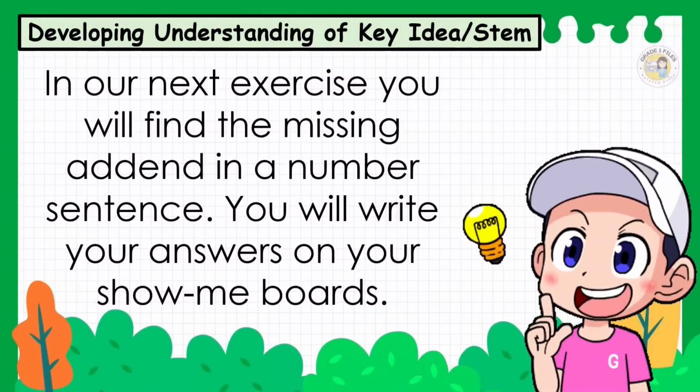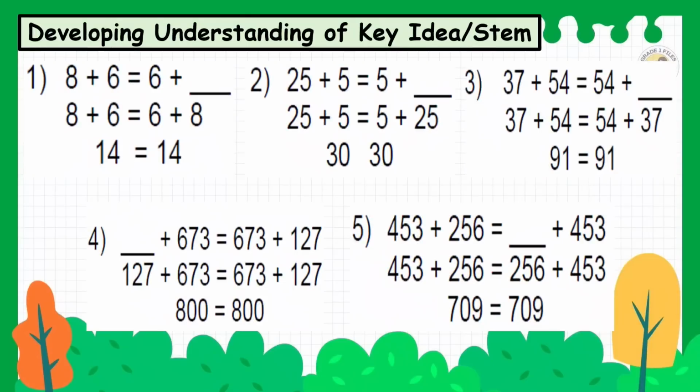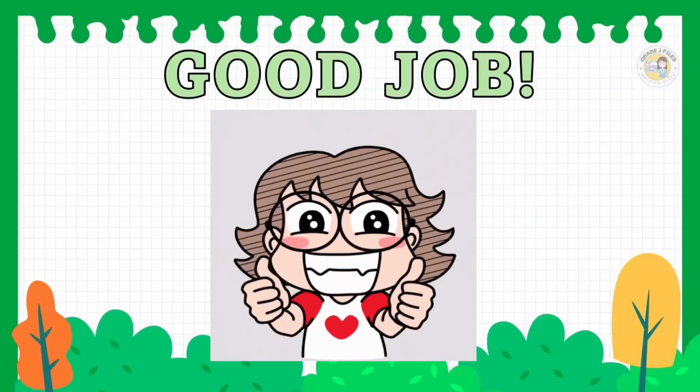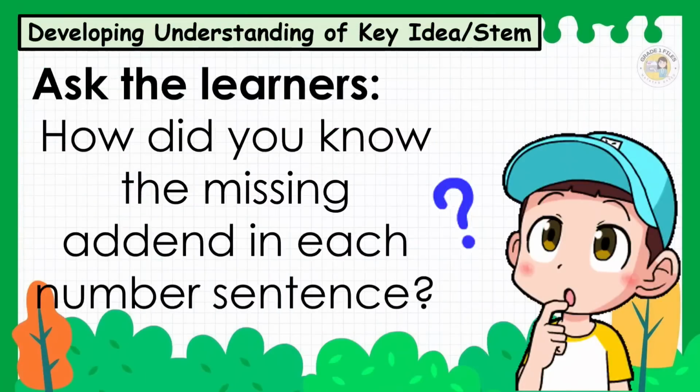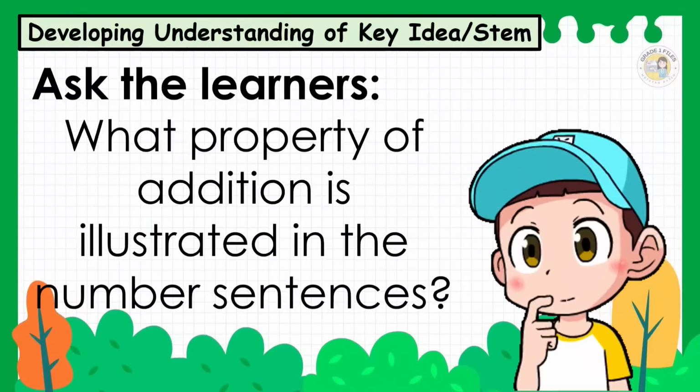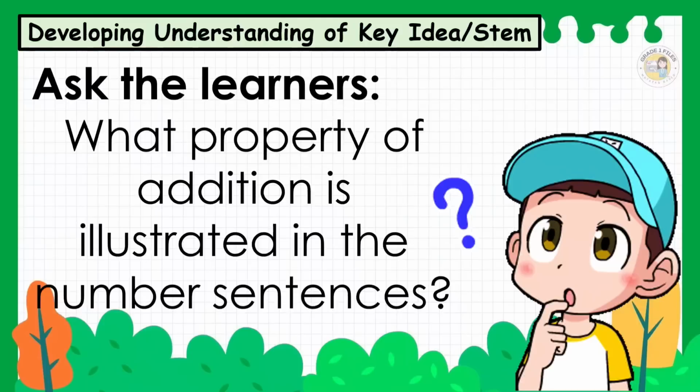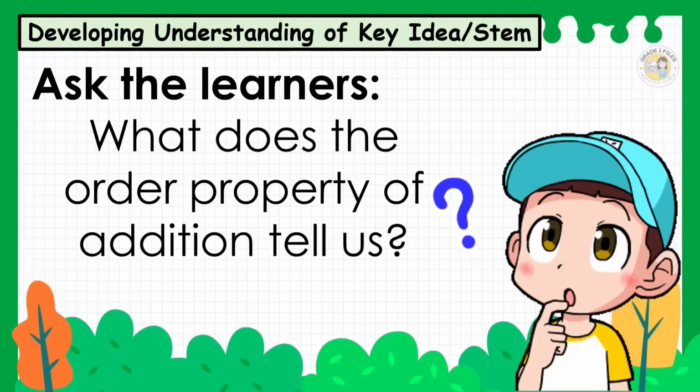In our next exercise, you will find the missing addend in the number sentence. You will write your answers on your Show Me boards. How did you know the missing addend in each number sentence? What property of addition is illustrated in the number sentences? What does the order property of addition tell us?